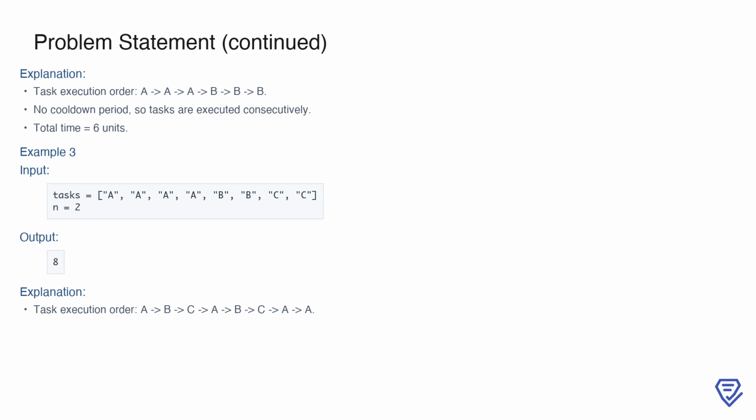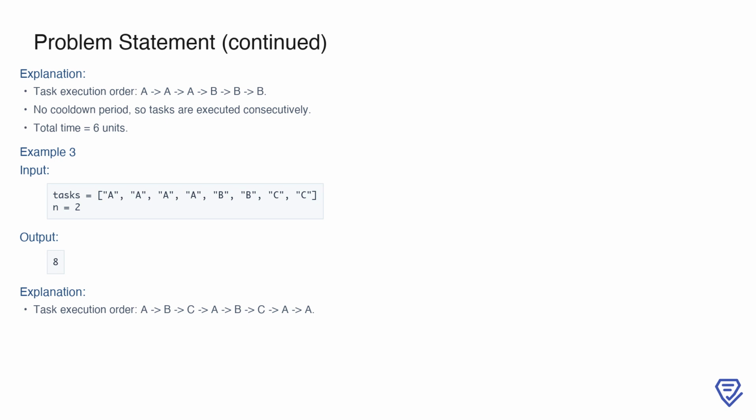Let's look at another example where the input tasks are A, A, A, A, B, C, and the cooldown n is 2. In this case, a valid execution order is A, B, C, A. Notice that we alternate between different tasks to minimize idle time while still respecting the cooldown period. The total time required here is 8 units. This demonstrates how the task scheduler can optimize the order of execution to achieve the minimum possible time while adhering to the cooldown constraints.